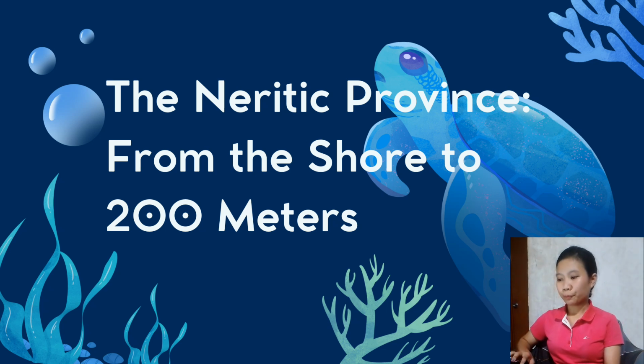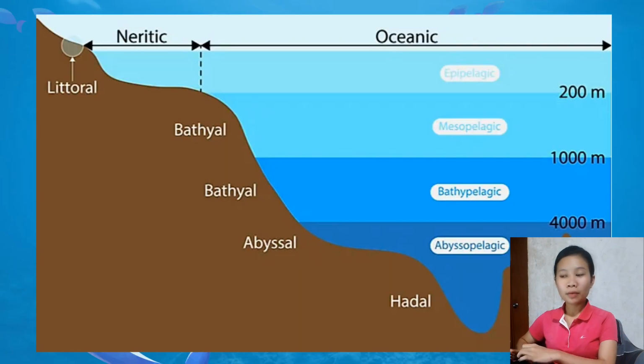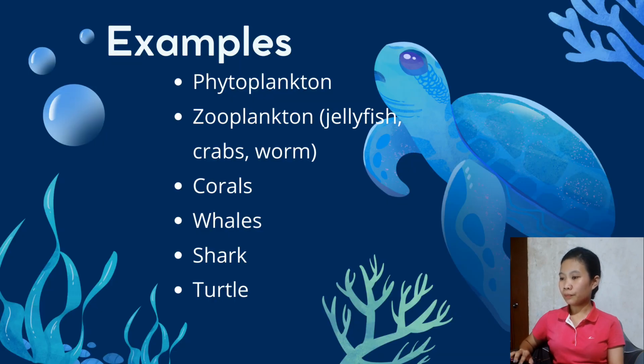So, as what you can see in my PPT, makita ninyo ang diagram na nag-talk about sa Neritic and Oceanic. So, now, diri sa Neritic, the marine life in this zone is rich in biodiversity. Some key inhabitants include phytoplankton, zooplankton such as the jellyfish, crabs, worms, and etc. We have also corals, whales, sharks, and also turtles, and etc.